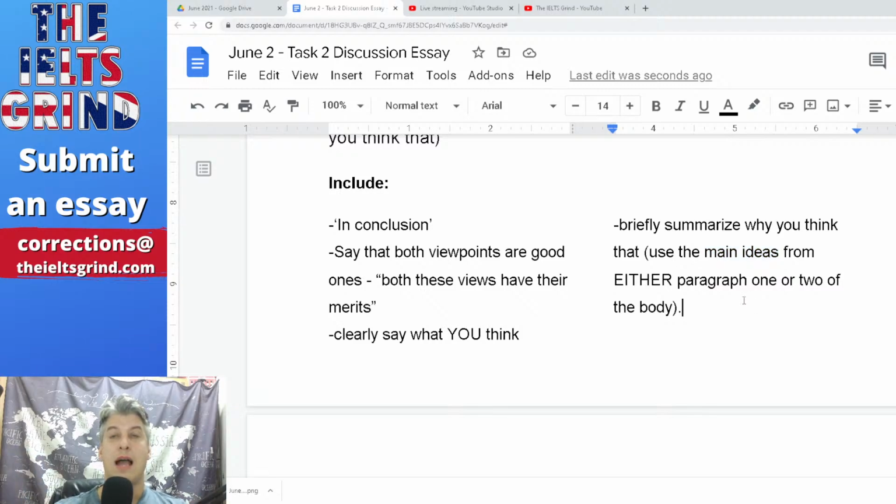Okay? And the other point is, when you're giving your reasons, don't mention the main ideas from both paragraphs. Okay? Because I would always recommend you either strongly agree with one point of view or the other. Don't try and make everyone happy. It's harder to write. Okay? Everyone happy with that so far?